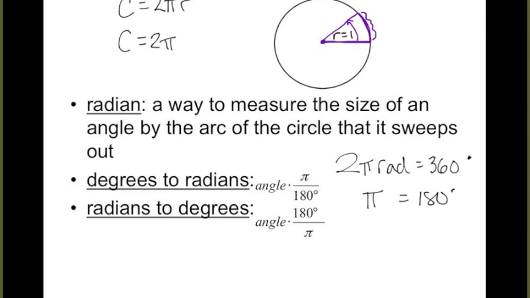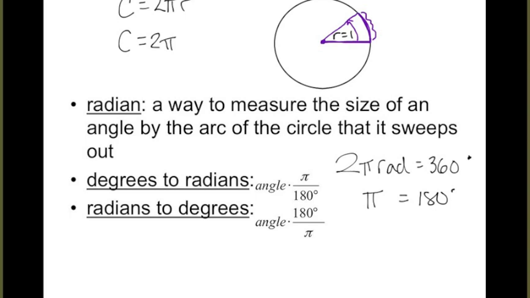It's the same thing as saying there are 12 inches in 1 foot, or 2.54 centimeters in 1 inch, 5,280 feet in a mile, 3 feet in 1 yard. Any time we want to move back and forth between units, we need to know how those two units are related to each other. This is the relationship between degrees and radians: pi radians is the same thing as 180 degrees.